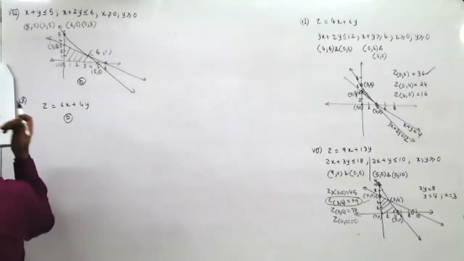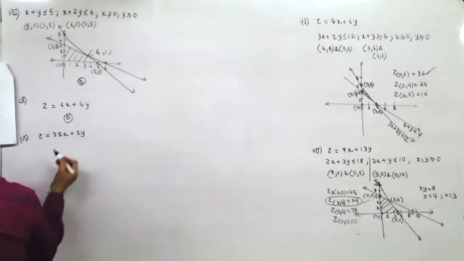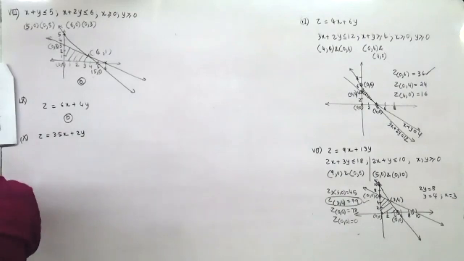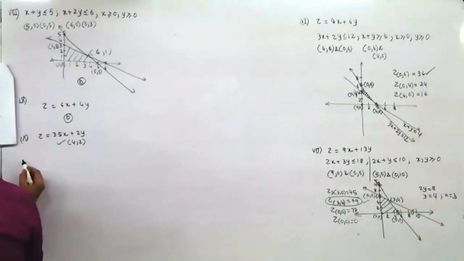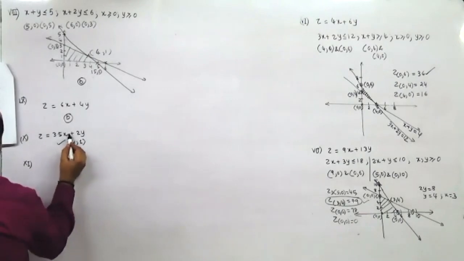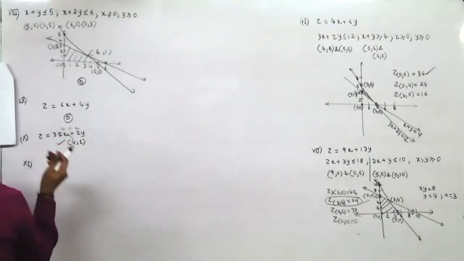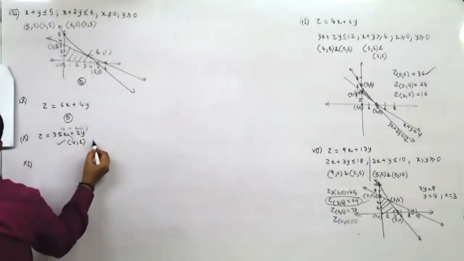10th one, Z is 3.5x plus 2y, and where is it? It's 16. So 3.5 into 4 would be 14 plus 4. So it is at 4 comma 2, right? So it's 4 comma 1. Option D. Yeah, 4 comma 1, sorry. This is 3.5 into 4, which is 14, and this is 2, right? So it is option D.